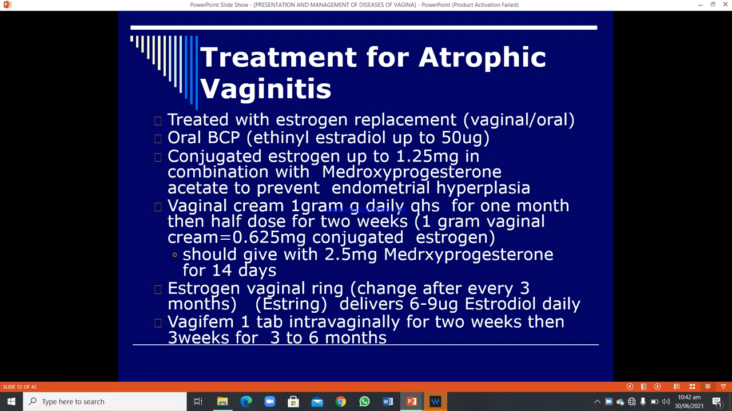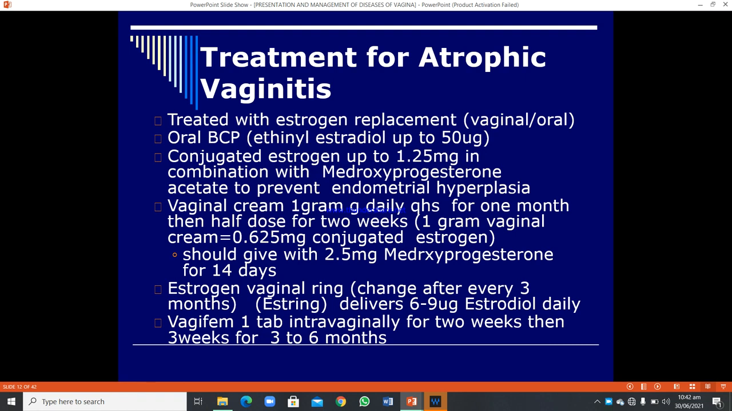Treatment for atrophic vaginitis: treat with estrogen replacement, vaginal or oral. Oral ethinyl estradiol up to 50 microgram, conjugated estrogen up to 1.25 mg in combination with medroxyprogesterone acetate to prevent endometrial hyperplasia. Vaginal cream 1 gram daily for 1 month, 4 times, and then half dose for 2 weeks, 1 gram vaginal cream, 0.625 mg conjugated estrogen. Should give with 2.5 milligram medroxyprogesterone for 14 days.